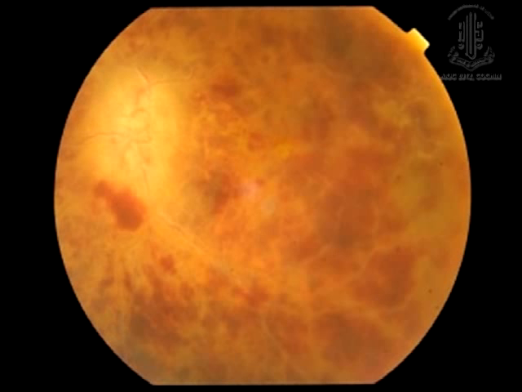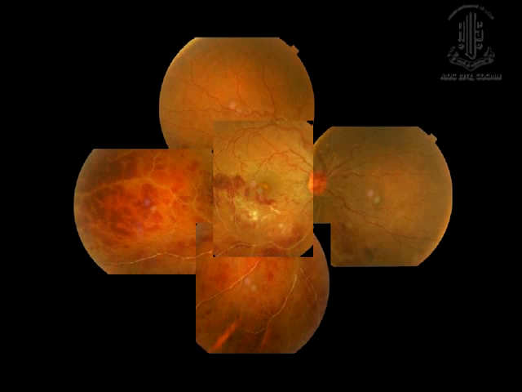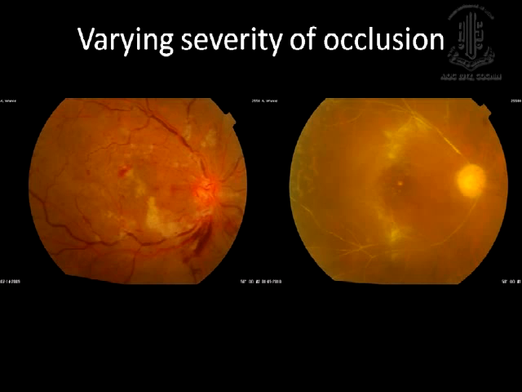This is another patient. You can see gross attenuation of the retinal vessels and the disc edema as well. So this is a patient with a combined branch retinal artery occlusion and a vein occlusion. Only the inferior part is involved here. And when the patient presents to us, the severity can be varying, so it can be very, very misleading.